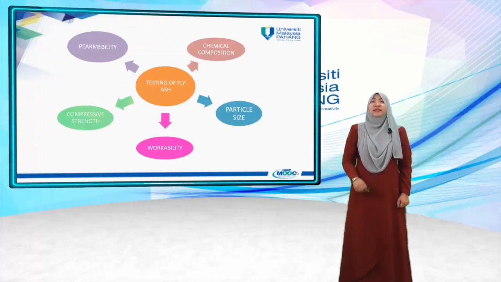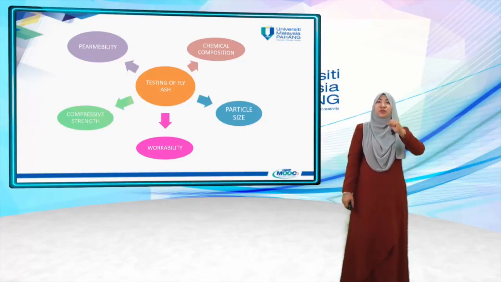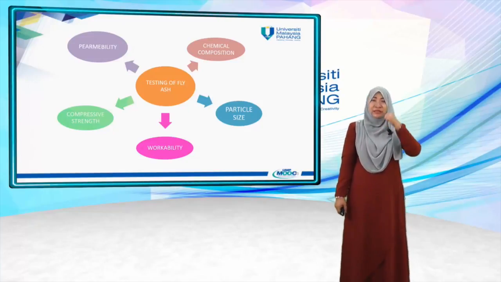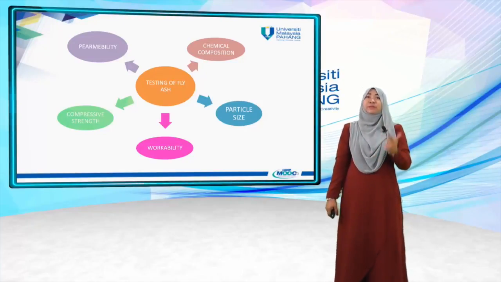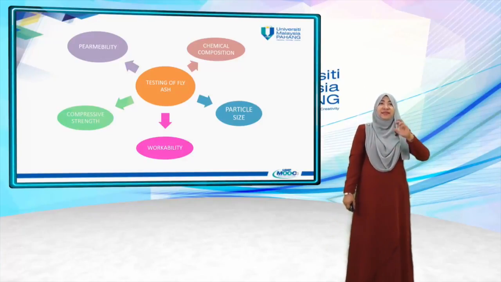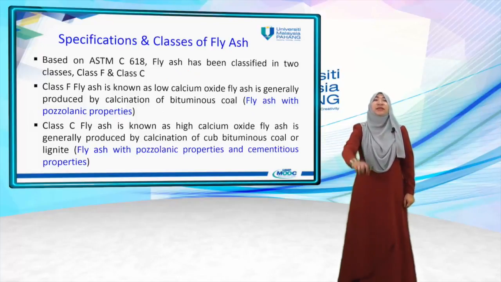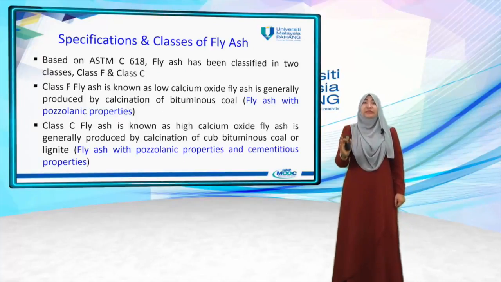So, there are various tests that should be done. For example, if we are using fly ash, we need to know, number one, the chemical composition. Number two, the particle size. Number three, the workability. Number four, composite strength. And number five is the durability, which is the permeability. So now, let's take a look at the chemical composition of fly ash.